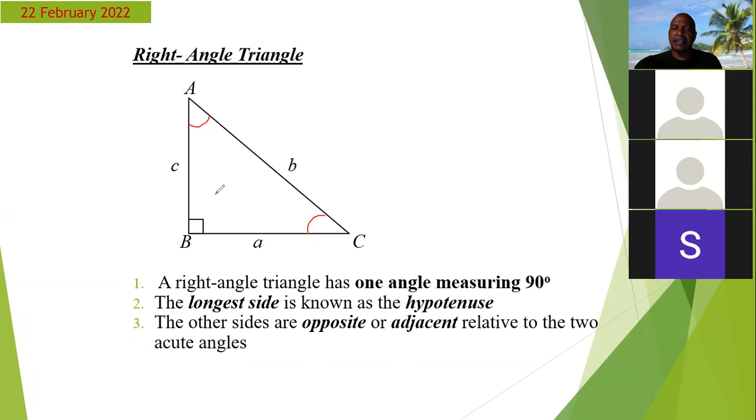But if we look at this side AB, we'll realize that this side is in front of the opening of the angle C. So once the side is in front of the opening of an angle, it is opposite to that angle. So this side AB is opposite to the angle C, and so that side is labeled lowercase c.